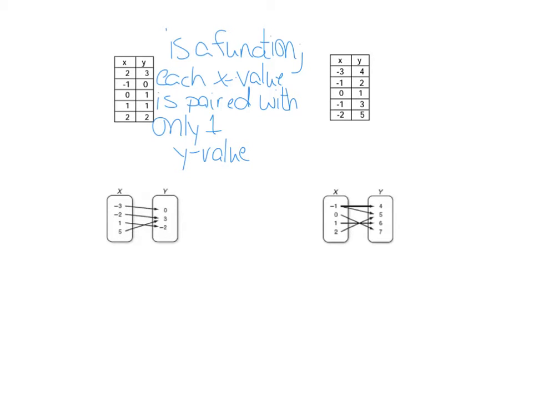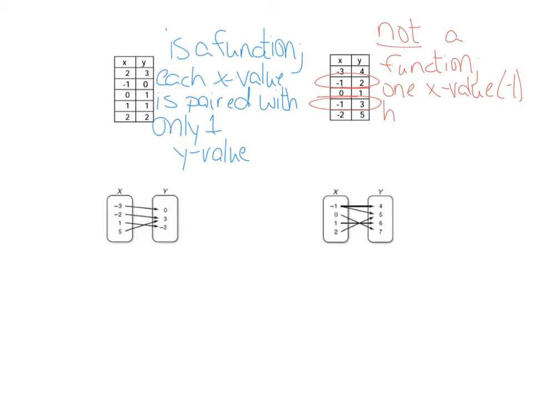Now, look at the second table. Is this a function? Does every x value have only one y value? Well, I see that -1 shows up twice. Okay, so since one of my x values repeat, this is not a function. Because one x value, in this case -1, has two y values, 2 and 3.